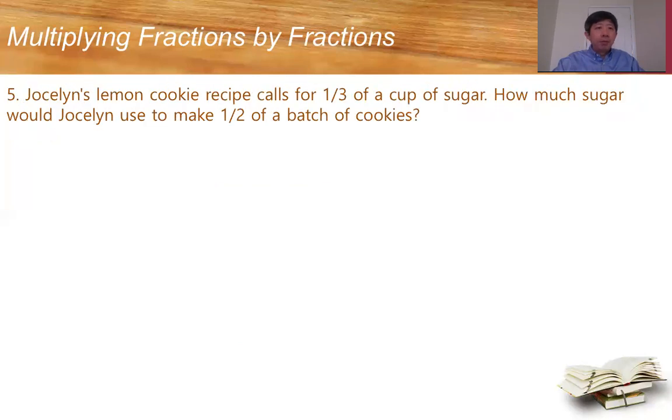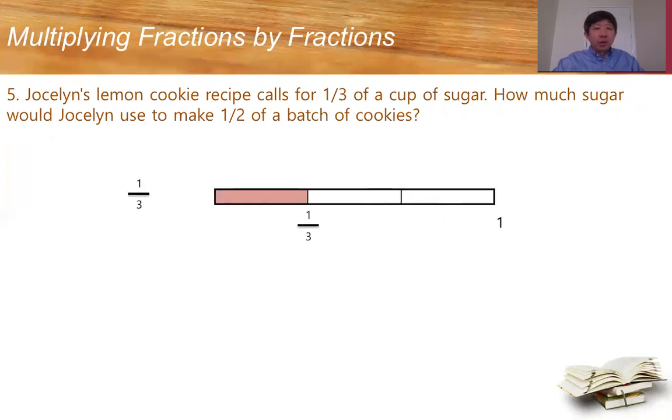Now next, problem 5. Jocelyn's lemon cookie recipe calls for 1/3 of a cup of sugar. How much sugar would Jocelyn use to make 1/2 a batch of cookies? So 1/3, right? 1/3 of a cup of sugar, like this. Makes sense. 1/3 of a cup of sugar, yes.